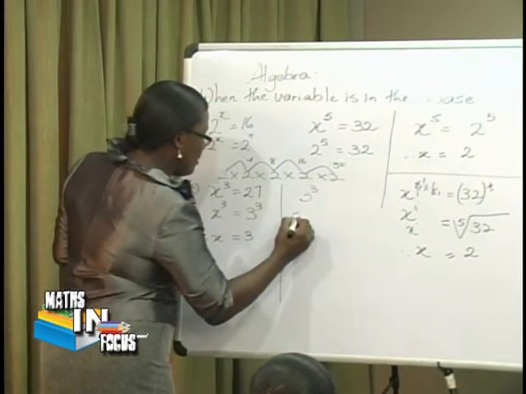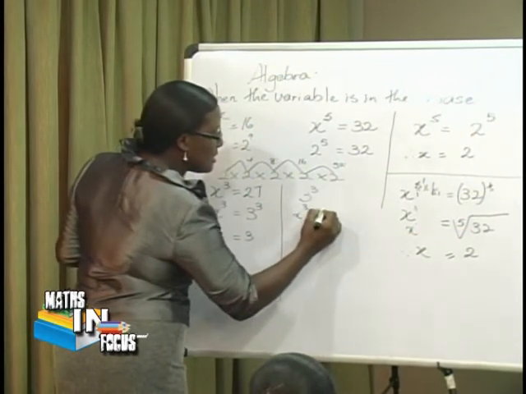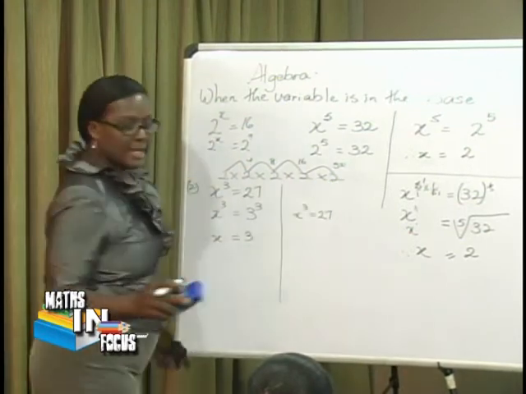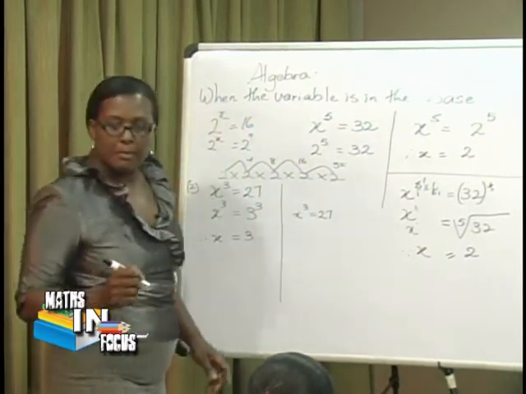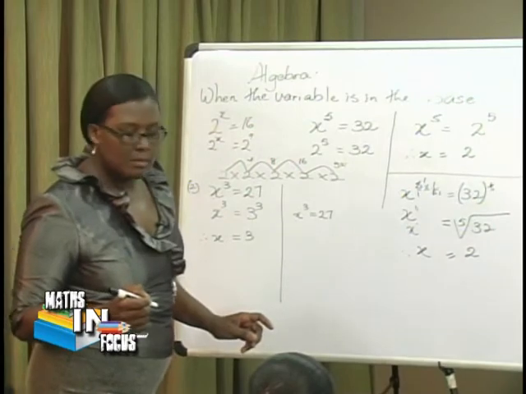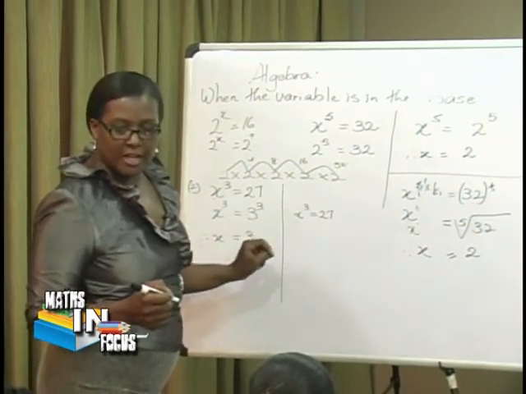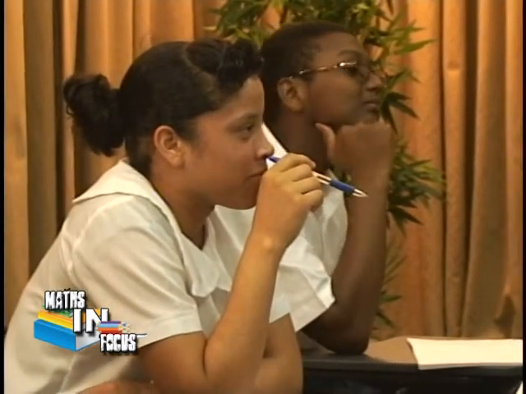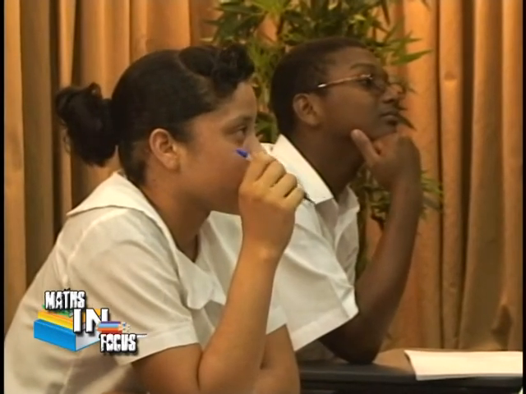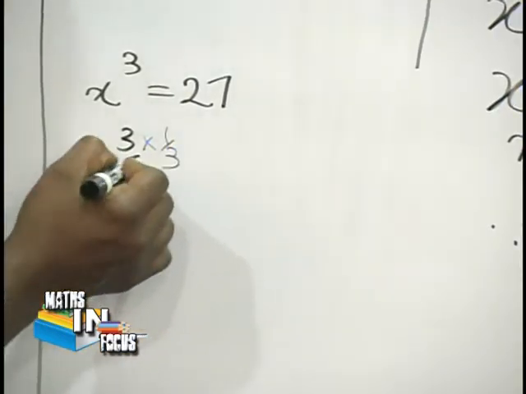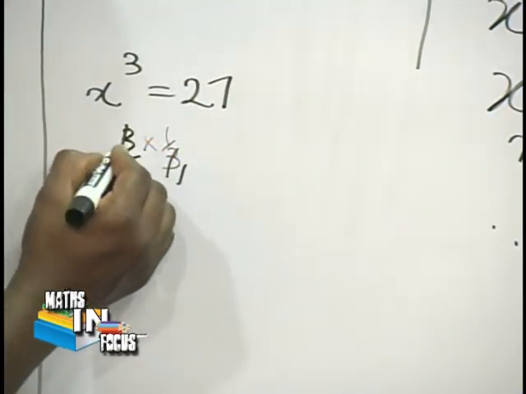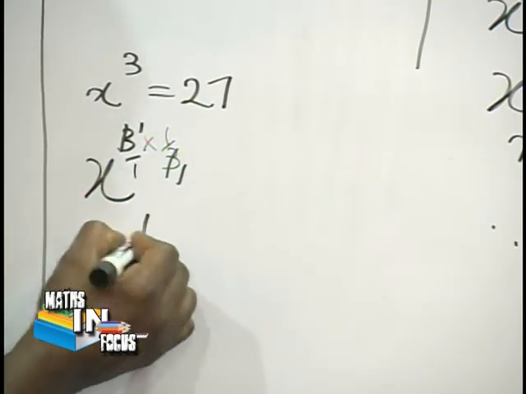We started off with x to the third is equal to 27. Yes, Lisa? Miss, we multiply the power of the x by 1/3. Okay, so x to the third, and the 3 is multiplied by a third because we only want the first power. So when you did that, what did you get? You canceled out there, and you got x to the first power.